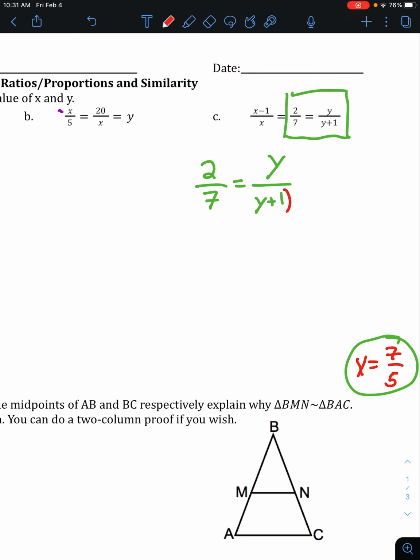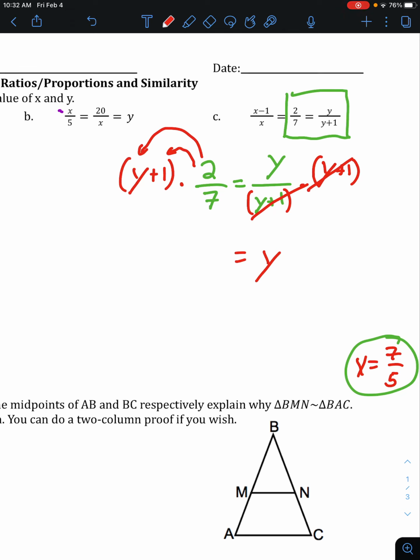So I'm going to multiply by this whole denominator on both sides, y plus 1. Okay? Because if I multiply and divide by y plus 1 on the right side, it equivalently cancels and we are just left with y. On the left side, I need to make sure to distribute. So I get 2/7 y, or 2y over 7, plus 2/7 times 1 is 2 over 7.